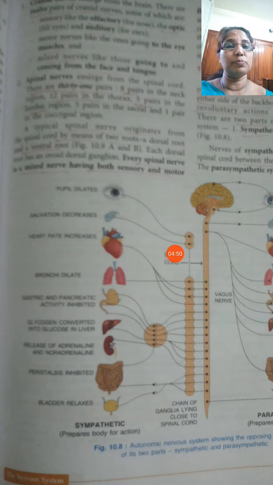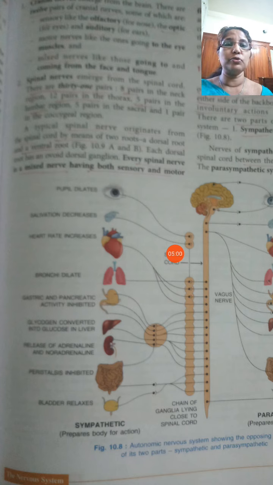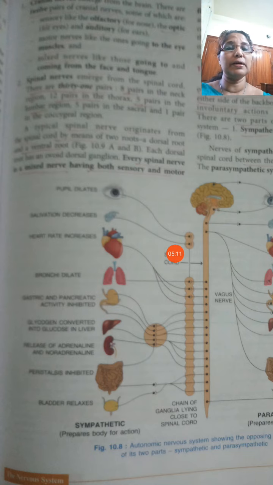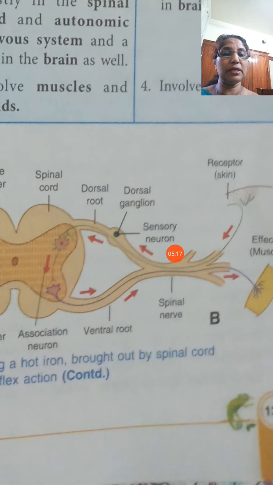Then again the spinal nerves. There are 31 pairs of spinal nerves. Each of the spinal nerves is a mixed nerve. A mixed nerve, you know, carries impulses to the brain, and the motor nerve that is emerging from the brain, that is the mixed nerve. All the spinal nerves are mixed nerves.